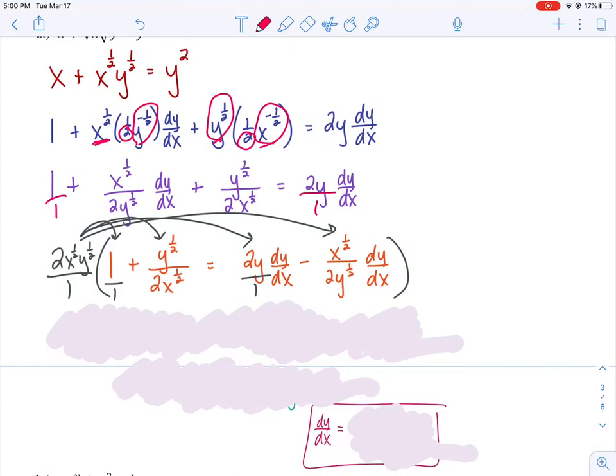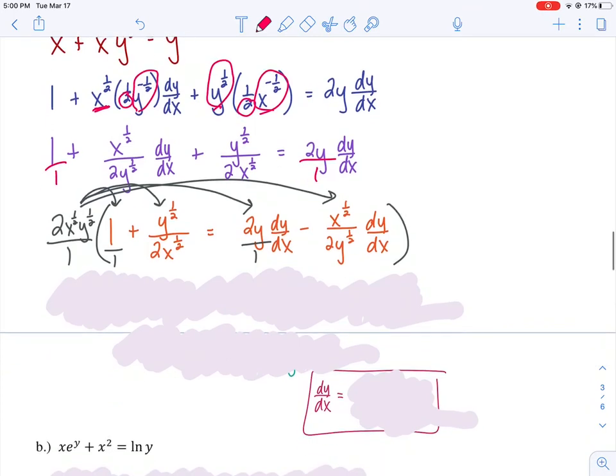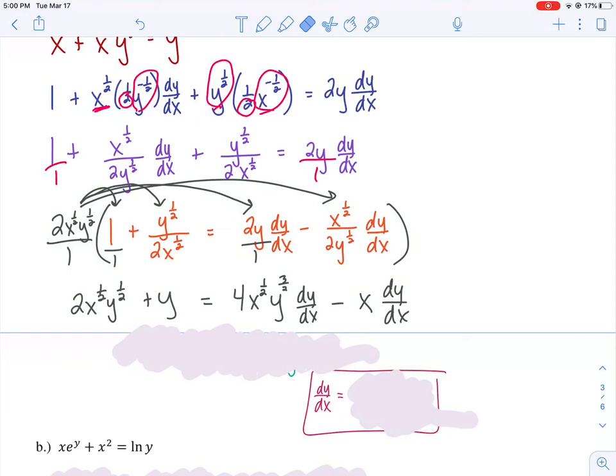Oh, look what I did in my orange. I moved my dy dx's to the same side first. And that's okay. You can do it in any order. So it looks like that's what I did. I moved my dy dx's to the same side, and then I distributed through my common denominator to clear fractions. So 2 x to the 1/2, y to the 1/2 times 1 gives me a 2x to the 1/2, y to the 1/2.